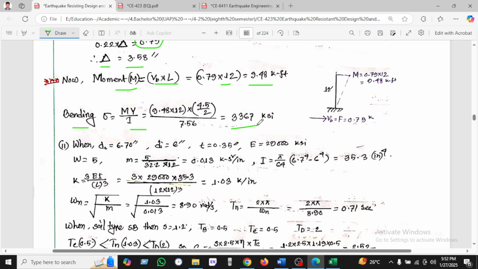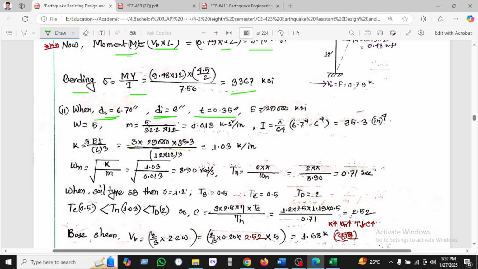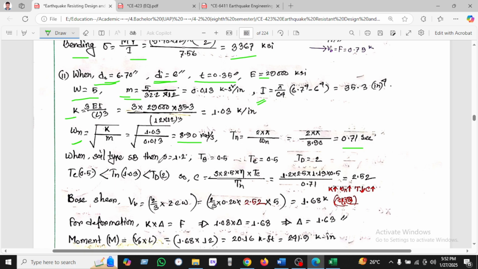Now we calculate the stress, My by I, and found this value. D out and D in values are given, T is thickness is given, all the dimensions are given. Then we found W, and we'll calculate moment M, which is mass, moment of inertia, and K value, and omega equal to 0.89, and time period will be 0.114.